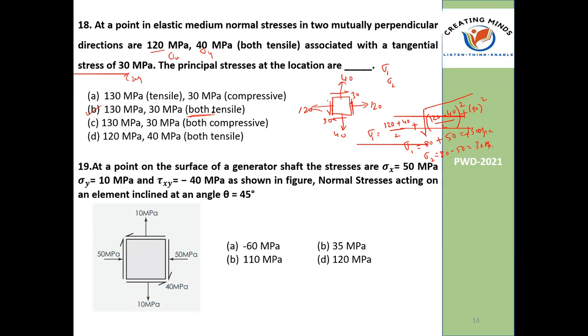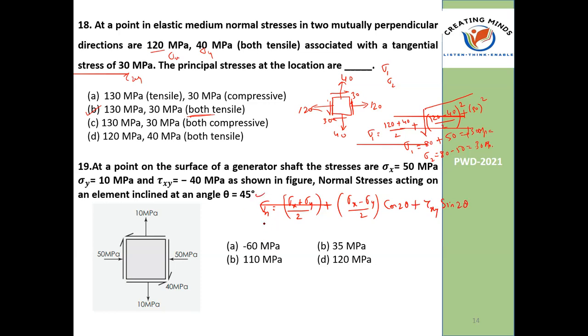He is asking normal stress. Be careful, this is not principal stress. This is normal stress. What is the equation for normal stress? Sigma n equals sigma x plus sigma y by 2, plus sigma x minus sigma y by 2 into cos 2 theta, plus tau xy into sine 2 theta.